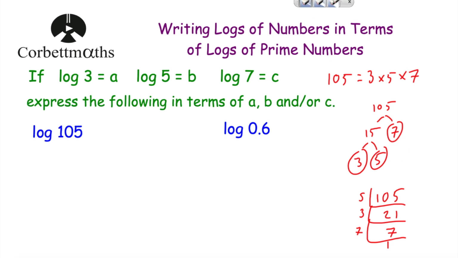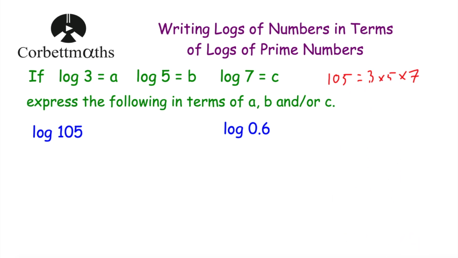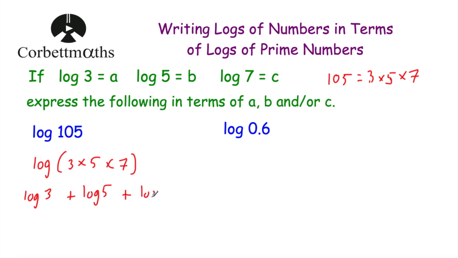So I'm just going to get rid of that a second. We don't need the method, we just need the answer. So 105 is equal to 3 times 5 times 7, so we've got log of 105. Well, we know the log of 3, we know the log of 5, and we know the log of 7. So what I'm going to do is write the log of, and instead of 105, I'm going to write 3 times 5 times 7. And then we're going to split this up. So this would be the log of 3 plus the log of 5 plus the log of 7.